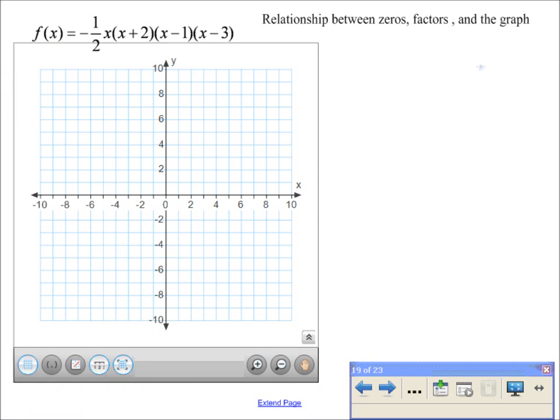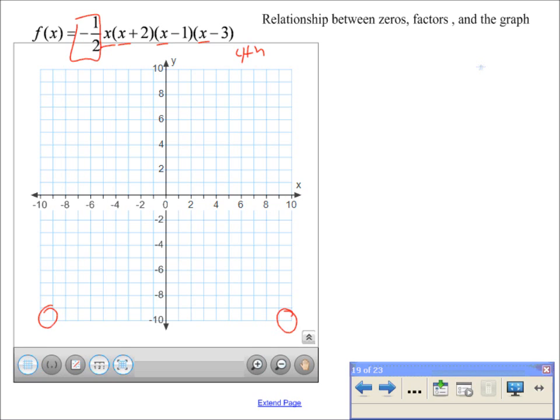Okay, so let's put it all together and see if we can graph a function. First of all, when it's factored out like this, sometimes it's difficult to figure out the degree. The number of factors is going to be the number of degrees. So here it's 1, 2, 3, 4 factors. So this is going to be a fourth degree equation. The leading coefficient is negative, which means that the end behavior is going to be down, down.